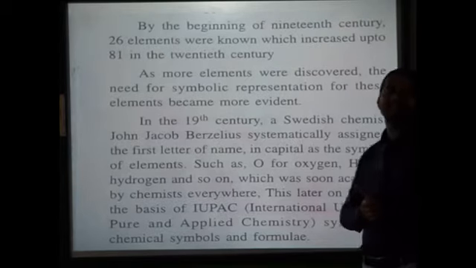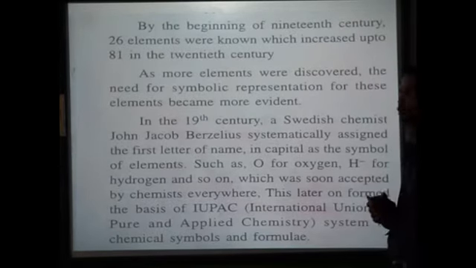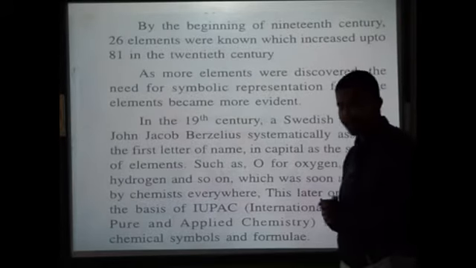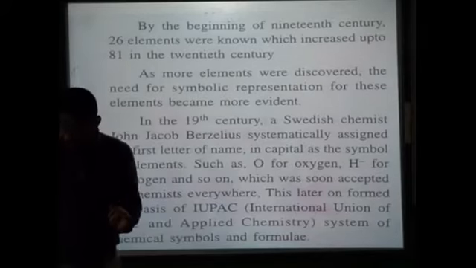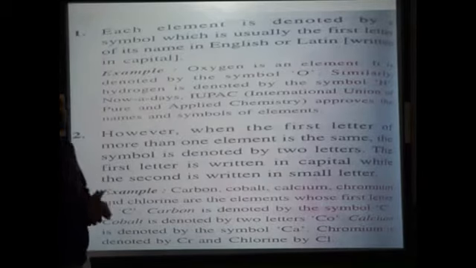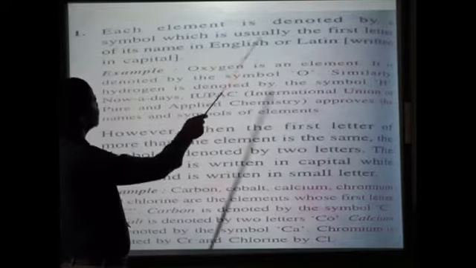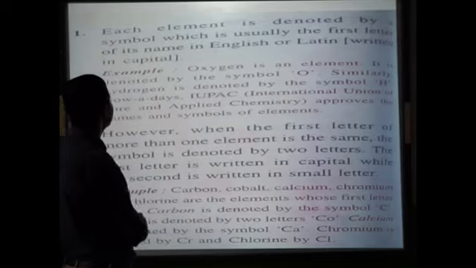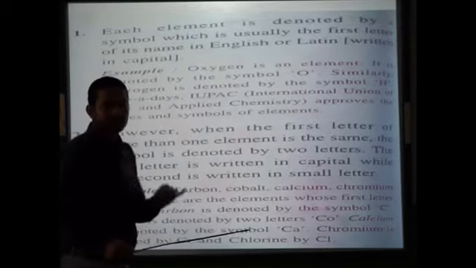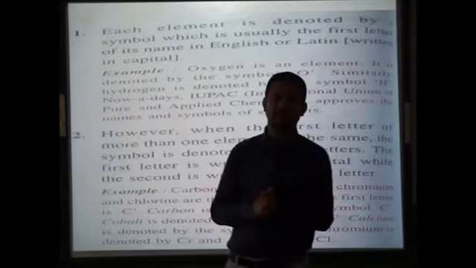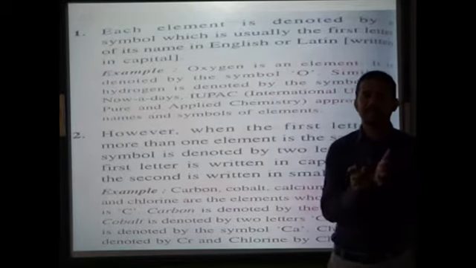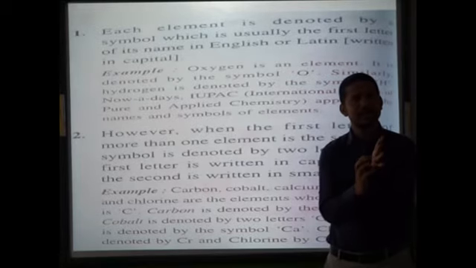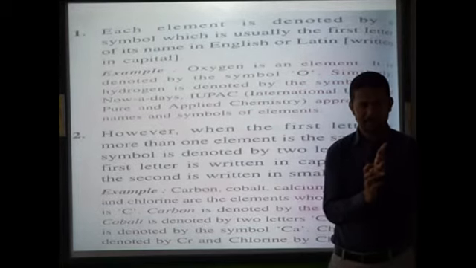Nowadays, this responsibility of assigning symbols goes to IUPAC, that is International Union of Pure and Applied Chemistry. So how do we assign symbols? Let's see. Each element is denoted by a symbol which is usually the first letter of its name in English or Latin, written in capital. IUPAC assigns symbols in 3 ways. Number one is assigning the first letter of the name itself in capital.